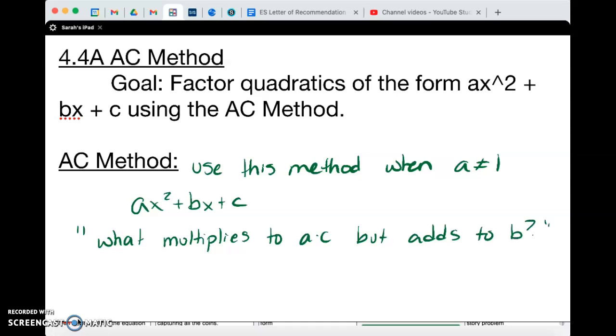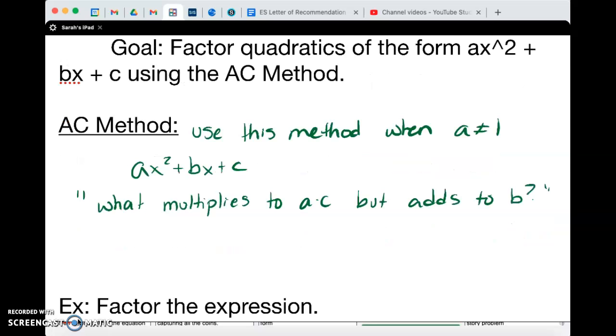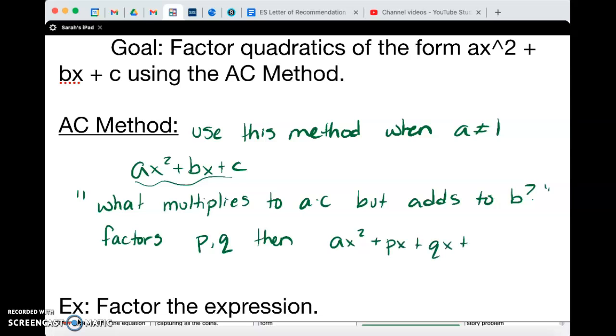Same question, we're just multiplying the first term and the last term together, figuring out those two factors. If I say the factors are P and Q, then you would rewrite ax squared plus bx plus c as ax squared plus px plus qx plus c. And then I'll have to cut it in half. I'll explain that a little more when we do an example. But you can't go straight to factor form. Have to write in 4 terms, cut it in half, and then we can write in factor form.